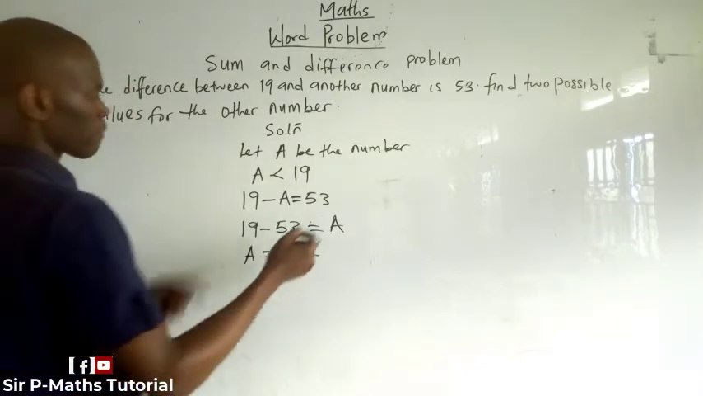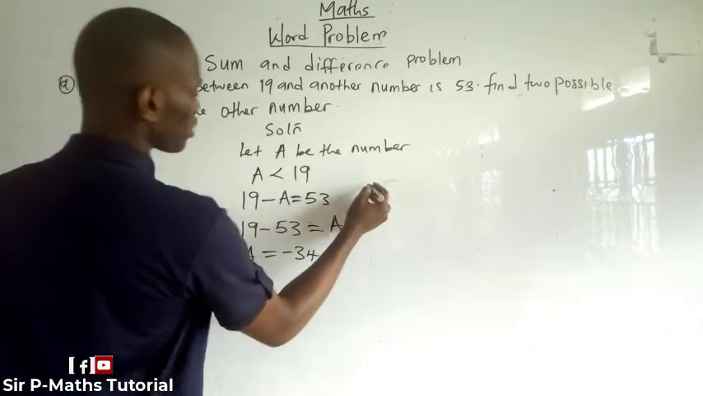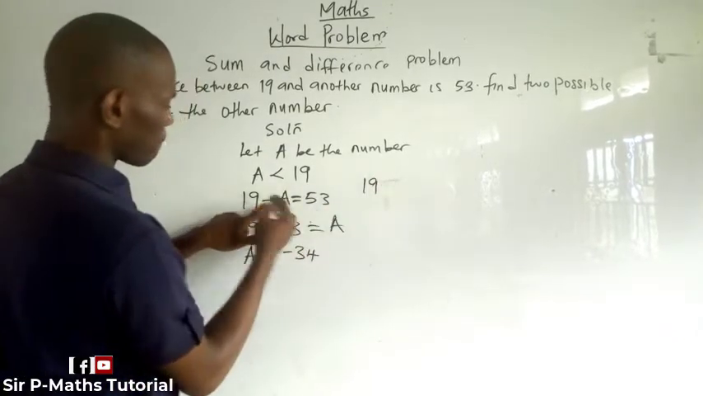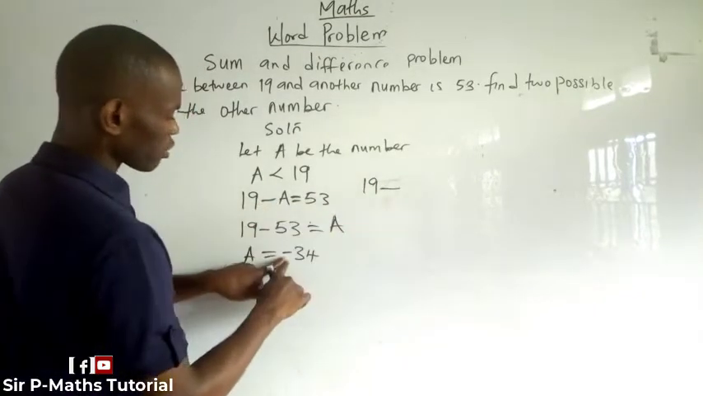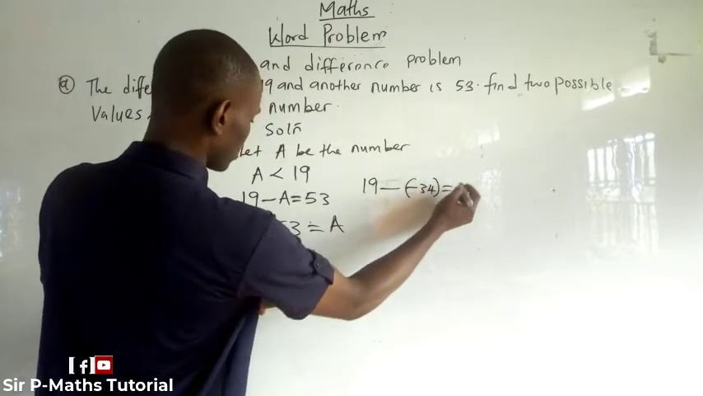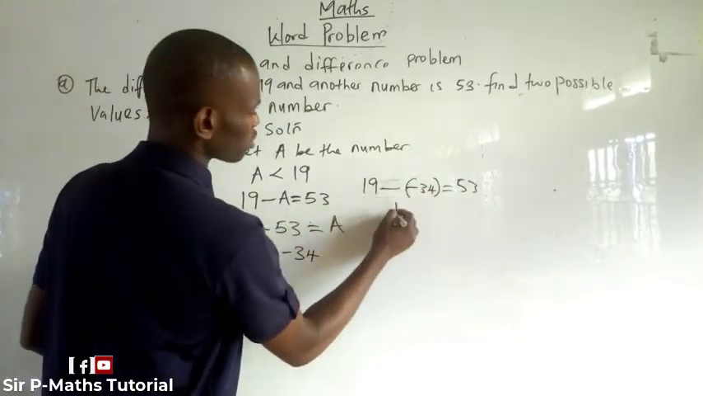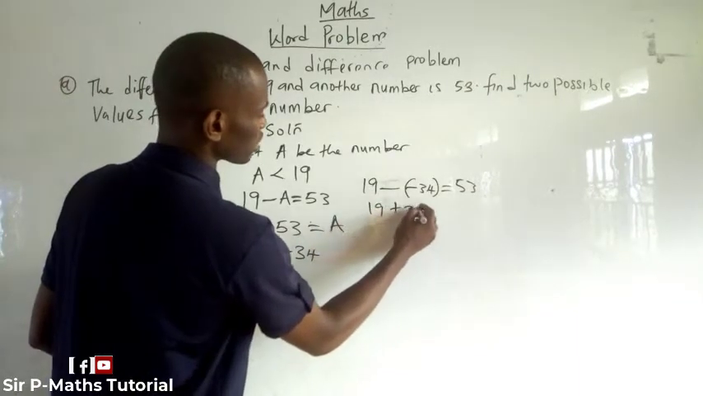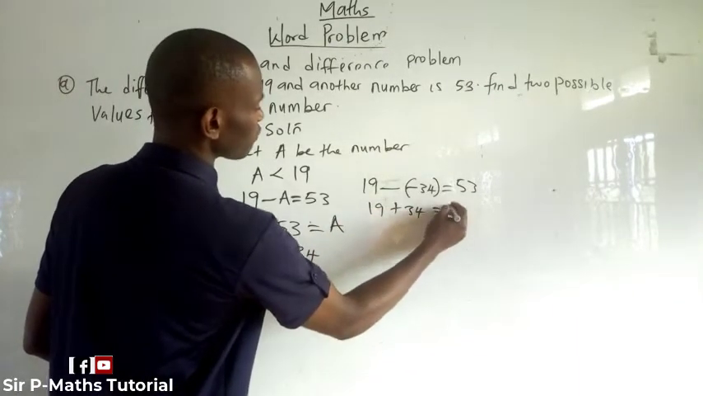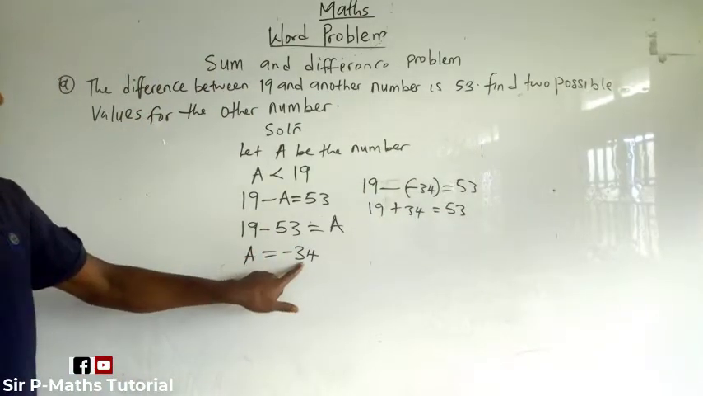Let's check it out. Put minus 34 here and see if you can get 53. If I say 19 minus minus 34, let's see if it will give us 53. Now, minus becomes plus. So I have 19 plus 34. This will give me 53. So the number could be minus 34.